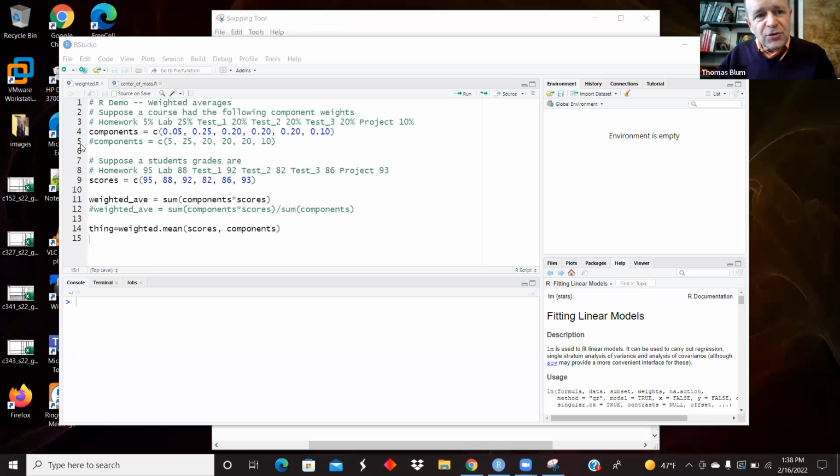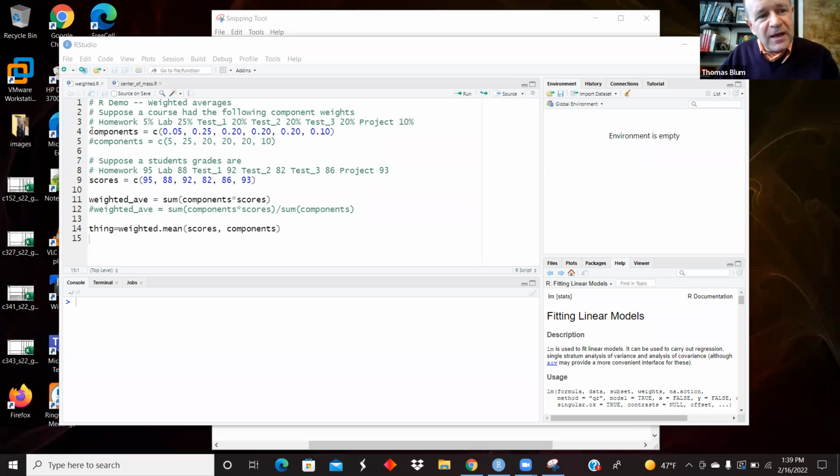Okay. So we have this concept in R of a vector, which is a bunch of related data. And so I imagine that there was some class, and that there was homework and labs and three tests and a project, but they're not all weighted the same. The homework's only 5% and the labs are altogether 25%. Each test was 20 and the project was 10%. So we can't just take the grades for all those things and average them. We need to weight the average.